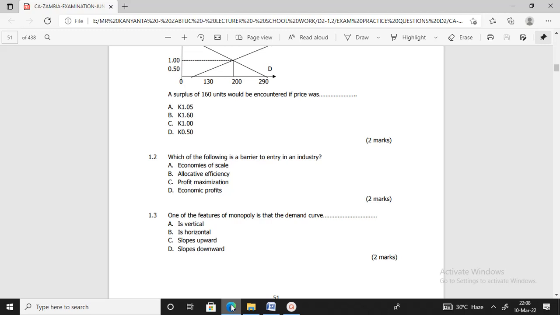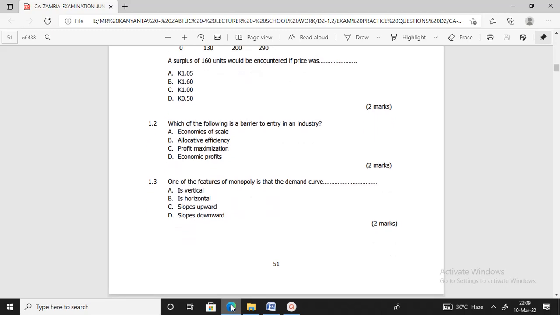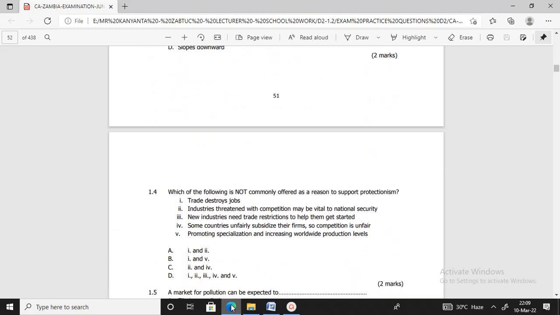Question 1.3. One of the features of monopoly is the demand curve. Okay, so monopolies have got a downsloping demand curve, or imperfect markets have downsloping demand curves. Oligopoly has a kinked demand curve, and perfect competition has a horizontal demand curve. So if you're talking about monopoly, it should be a downsloping demand curve. So the correct option there is option C, slopes downwards. The demand curve has to slope downwards.